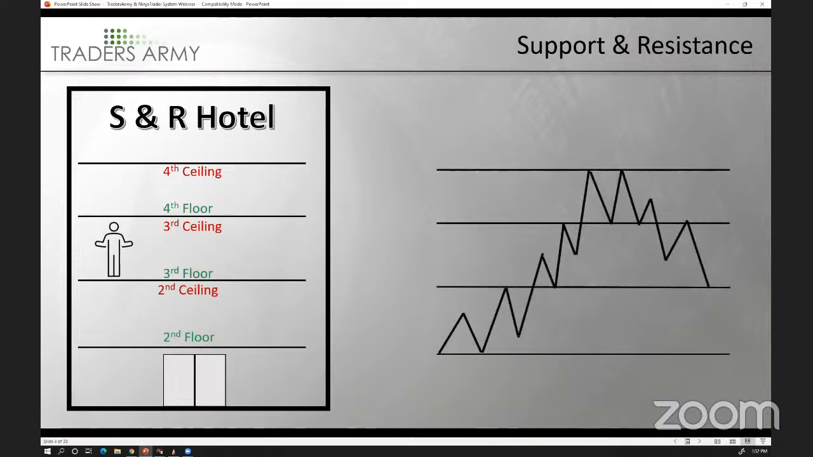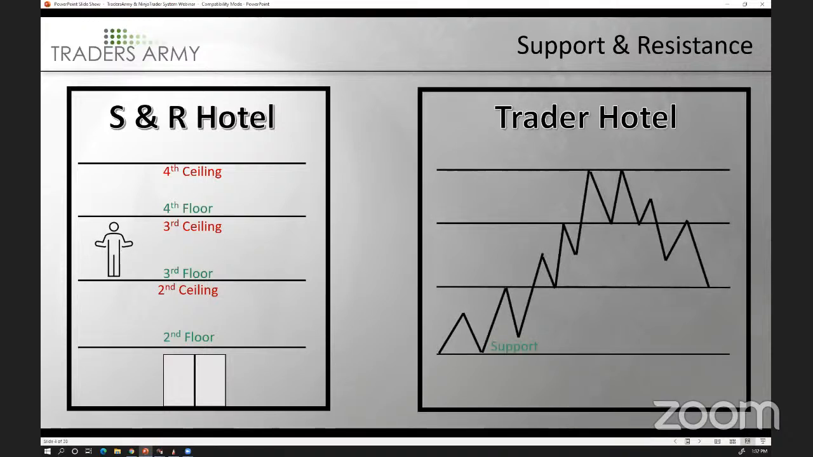But in trading, what that looks like is old support, and specifically old resistance, when that resistance is broken through, will oftentimes act as new support.